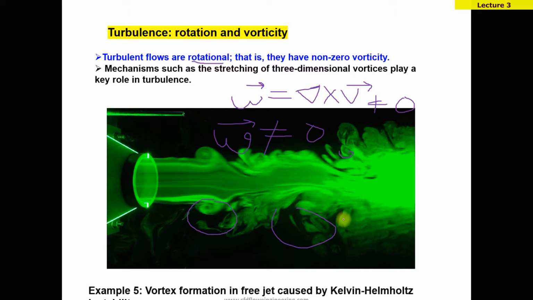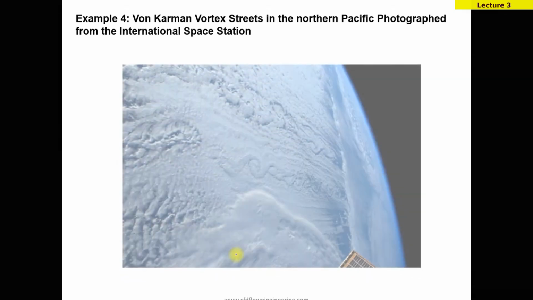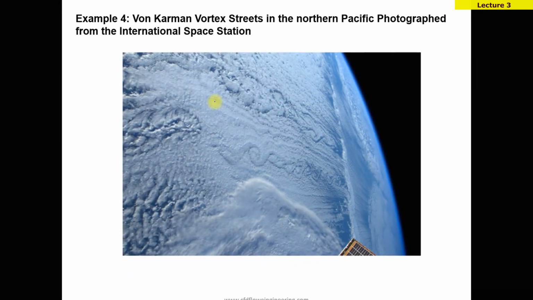Here you can see a curved jet, a free jet, caused by the Kelvin-Helmholtz instability. Here you can see a Karman vortex, in a photo taken from the International Space Station. You can see this vortex is observed here. These are examples of natural turbulent flow.